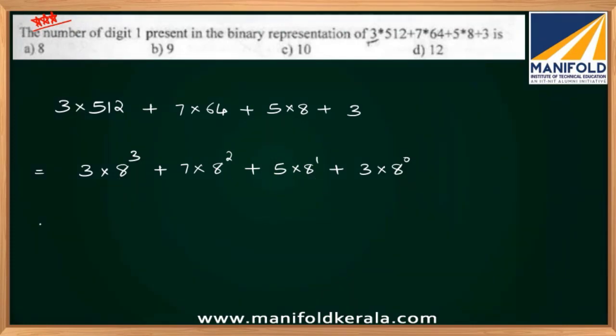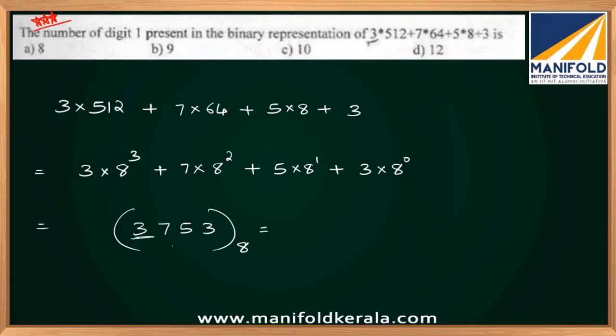So can you tell me which will be that number which is represented in the octal system by this particular value? It will be 3, 7, 5, 3 represented in base 8. So this is actually the number which is given in the question. Now, the question asks how many ones are in the binary. How will you convert this to binary? Yesterday we have seen the conversion of base 8 system to binary. How will you convert that?